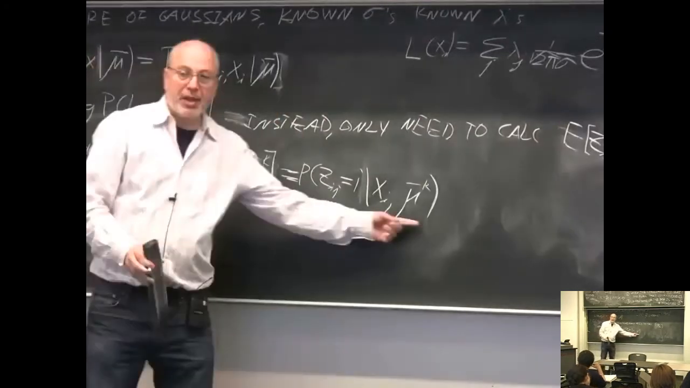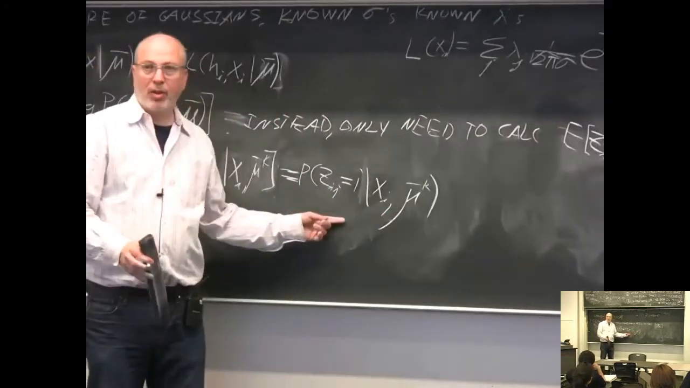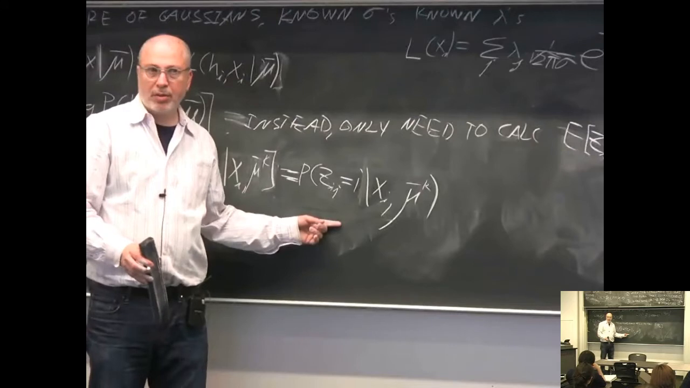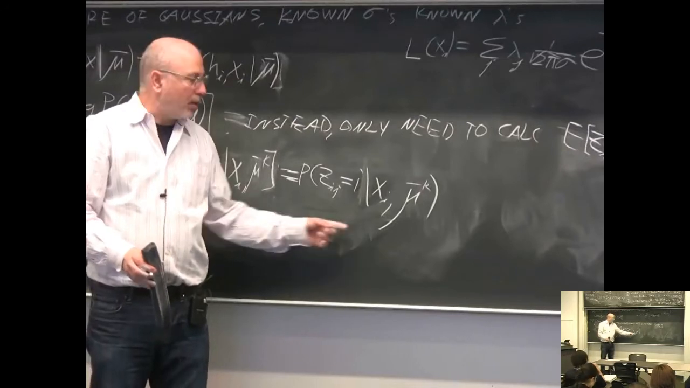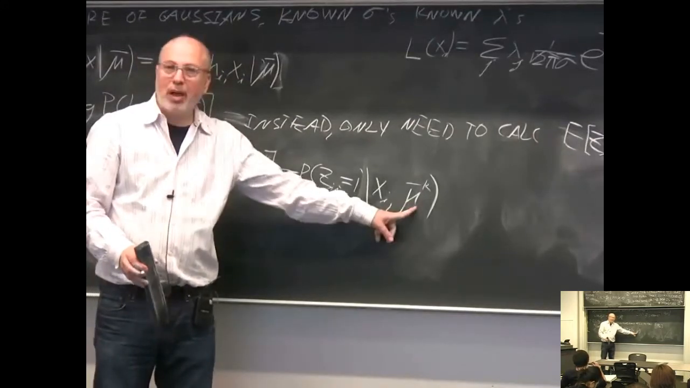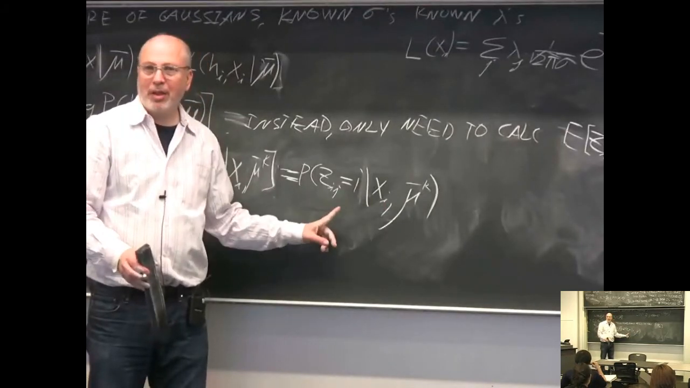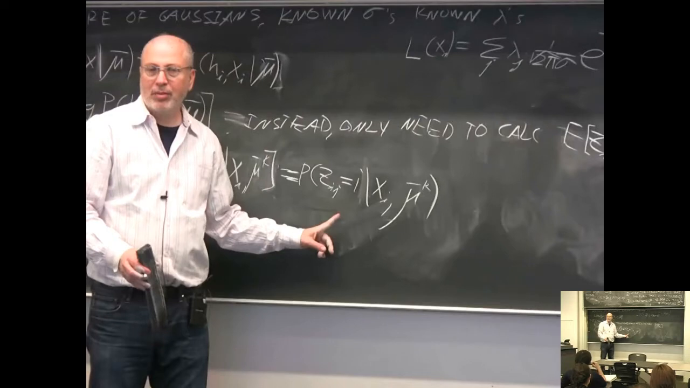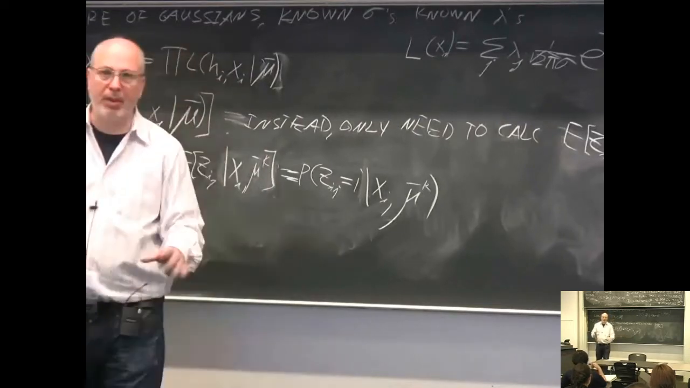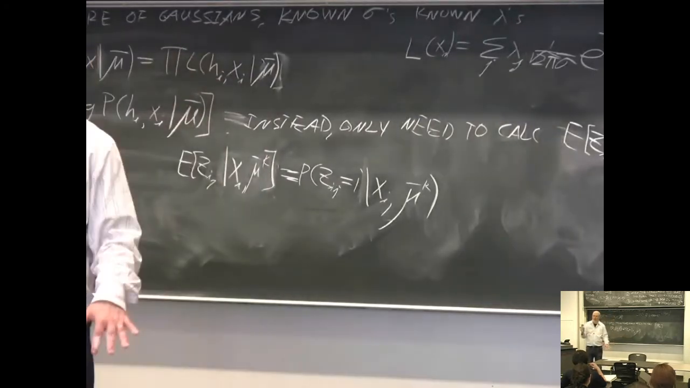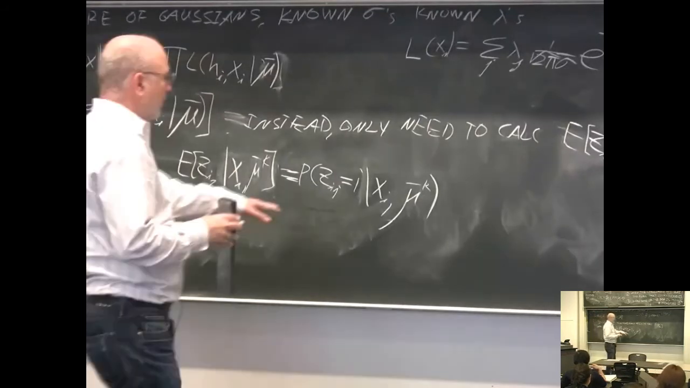Do you recognize this? This is the posterior. Assuming that this is true, how likely is this data point to have come from Gaussian j? That's the posterior you calculated on Monday when we did the algorithm and we didn't call it EM. You calculated exactly this posterior.